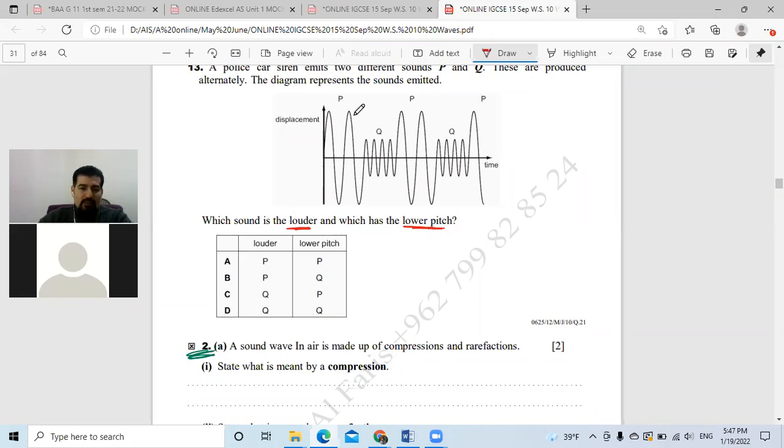Louder means a greater amplitude, which is B. So louder is B. Which one has a lower pitch? That means during the same time interval, the number of vibrations will be less. Here you can see 4 waves, but here it's 2. So it's P. The answer is A.